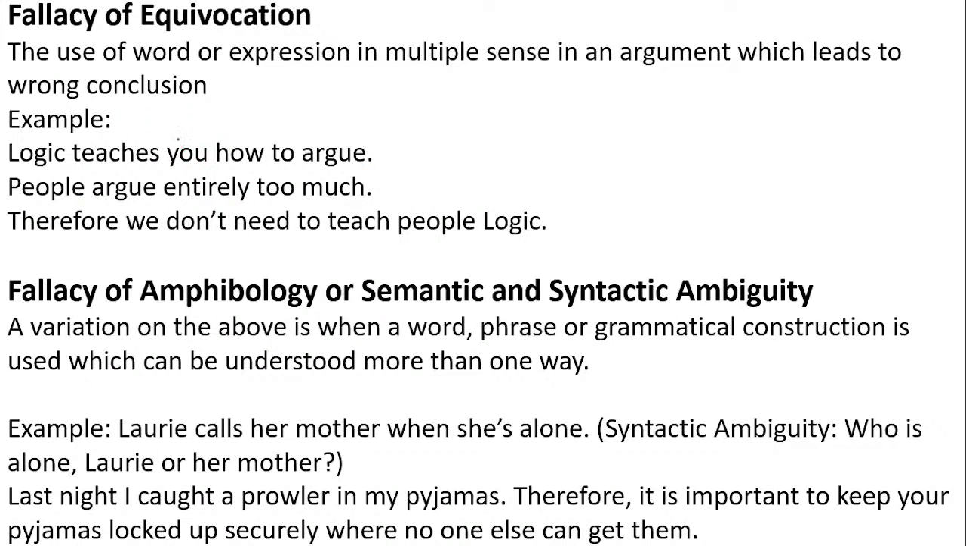The first fallacy is the fallacy of equivocation. This is also a kind of informal fallacy. Here, a word or expression is used in multiple senses in an argument, which leads to a wrong conclusion. So you are using a word or expression in more than one sense, and the conclusion that comes up is incorrect.